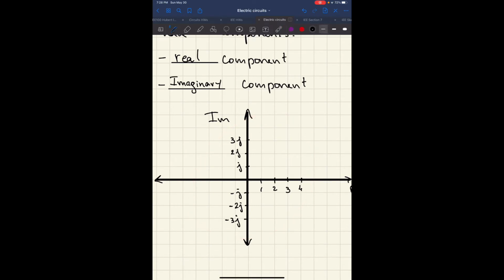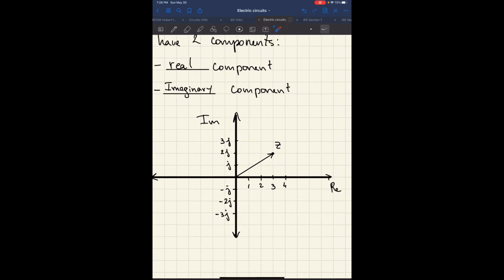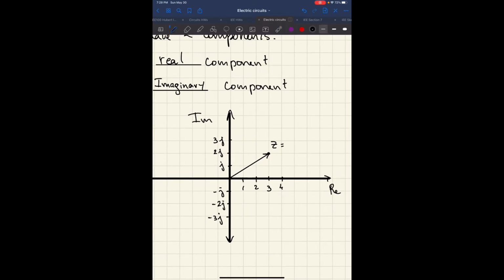So for example, let's look at the complex number z. As you can see over here, z is a complex number, and z is not purely imaginary, nor is it purely real. It's a mixture of imaginary and real. Z has an x component, which is real, and z also has a y component, which is completely imaginary. So the way that we would represent this complex number would be 3 plus j2.